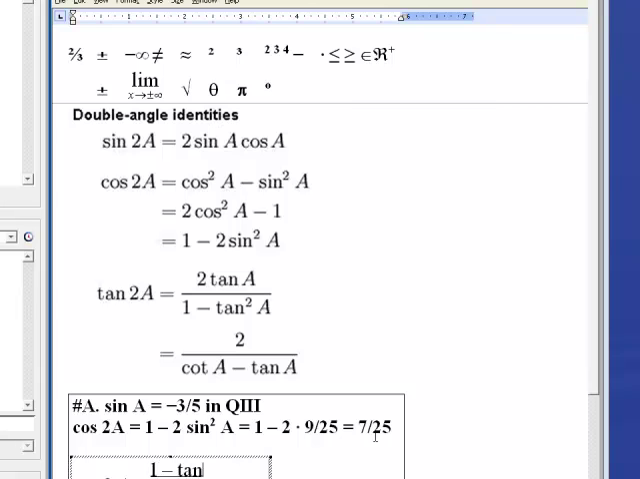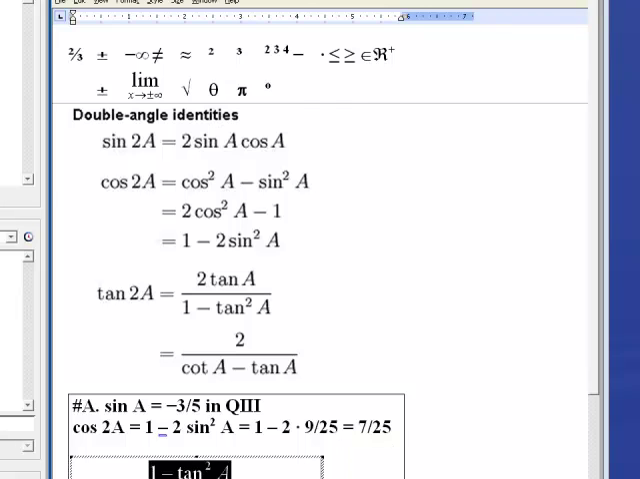1 minus tangent squared A and 2 tangent A. So a reciprocal. Do I know what the tangent is? Well, I don't know off the top of my head, but I have a nice Pythagorean triangle right here with the 3 and the 5, which means the third side is going to be a 4. And that's what I'm going to use.